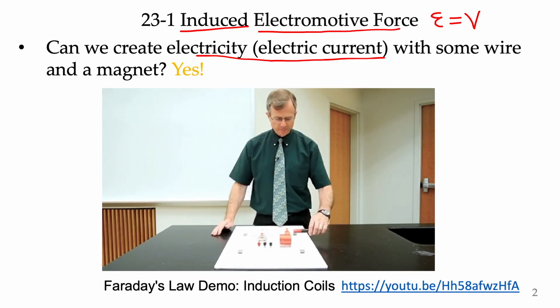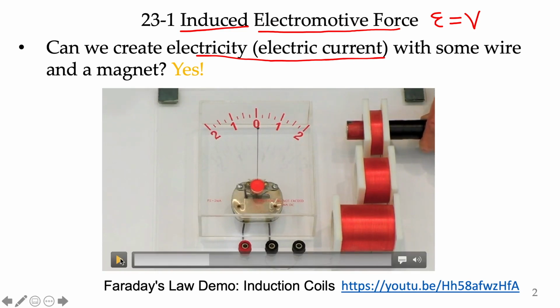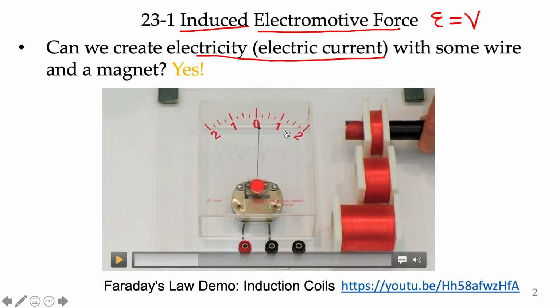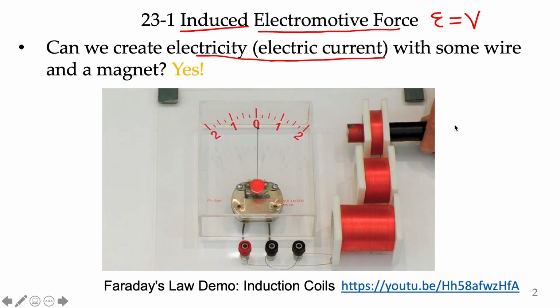Let's say you don't have a battery and you need some electricity. All you have is a magnet like this and some coil, some wire. Watch what happens when the magnet goes into the wire. As you can see, as the magnet moves, you see some current here. This is an ammeter. It basically measures the current. When the magnet goes in, we read some current, but as the magnet is stationary inside, the current is zero.